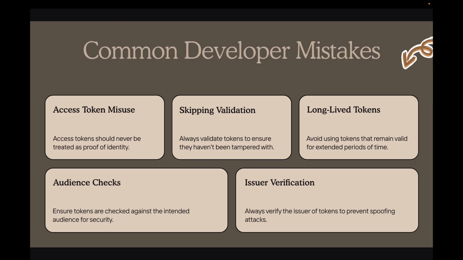Most authentication issues happen due to small mistakes, like skipping token validation or not checking the issuer or audience. These mistakes can turn secure systems into vulnerable ones.